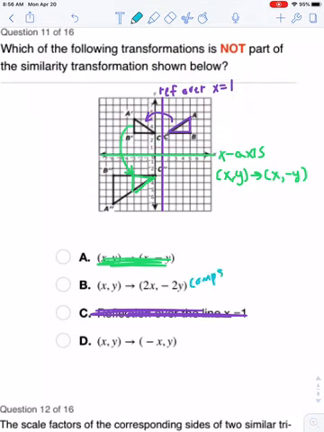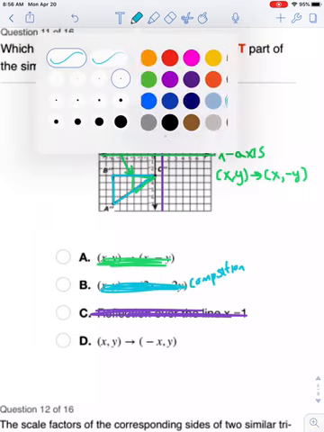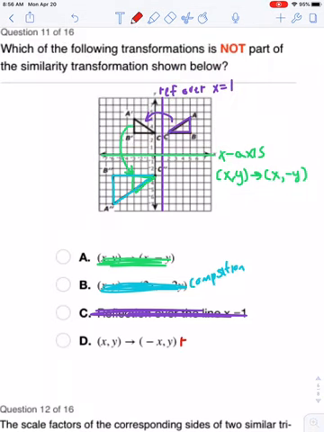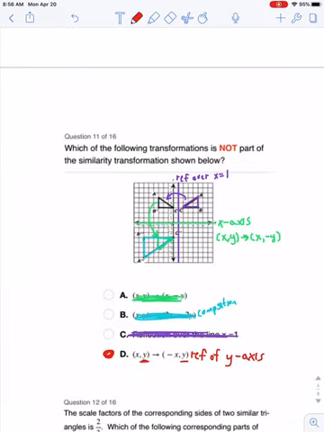Not to get too complicated, but this is a composition. Notice how ultimately I'm going to be getting bigger by a scale factor of 2. So I'm actually doing that one as well. I can eliminate this one right here. This is reflection over the y-axis, because notice how the y coordinate is staying the same and x changes. I never did that, so that's the one I did not do.